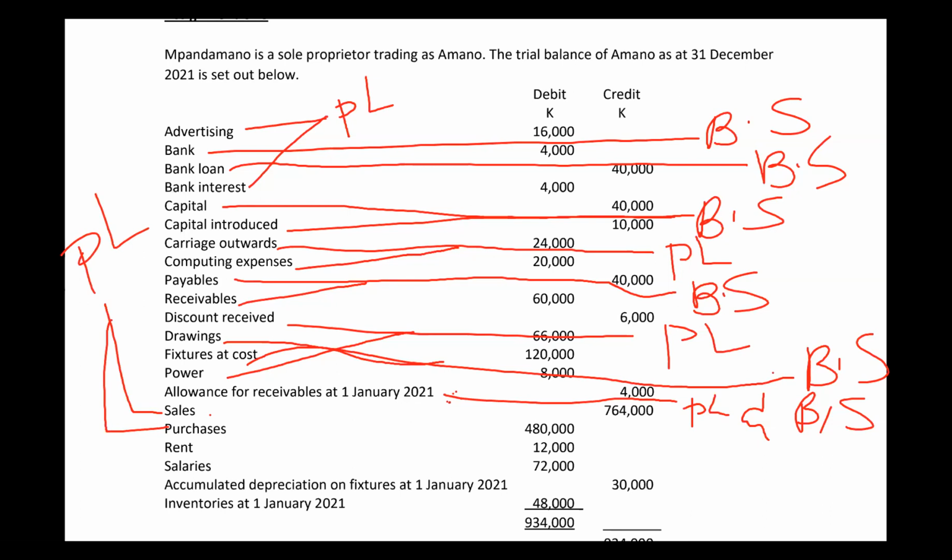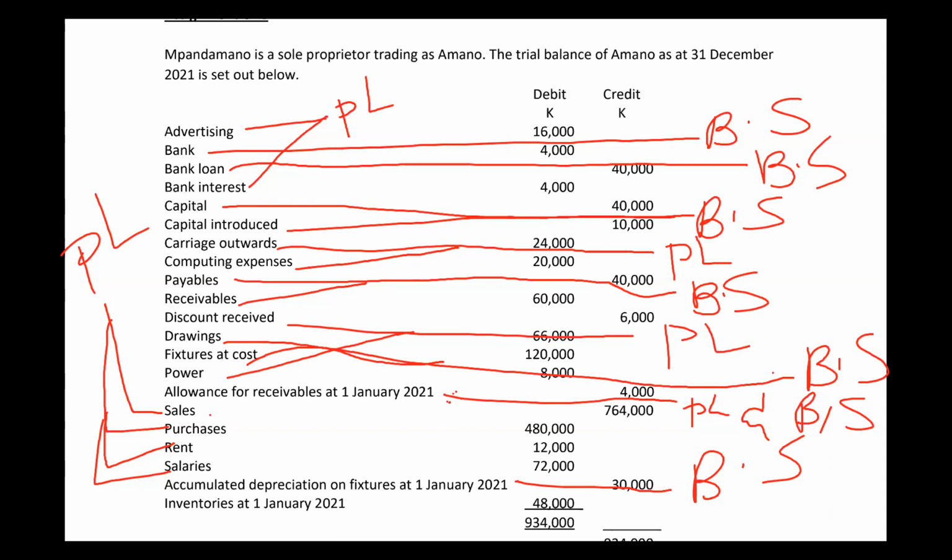Rent and salaries are what? Expenses. We said that all expenses go in the what? In the profit and loss account. Accumulated depreciation on fixtures, okay? Where do you consider the accumulated depreciation? Is it in the balance sheet or in the profit and loss account? Balance sheet. Okay, in the balance sheet, that's where you consider both the accumulated depreciation and the depreciation that has occurred in the period under concern.